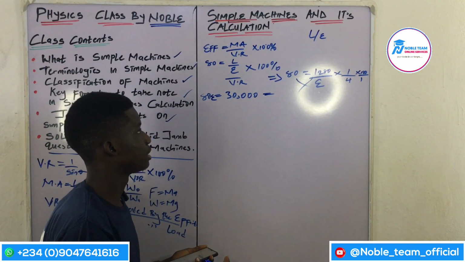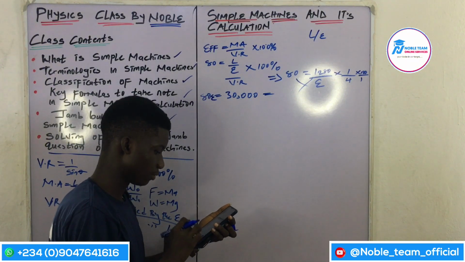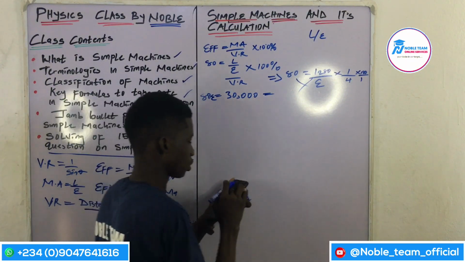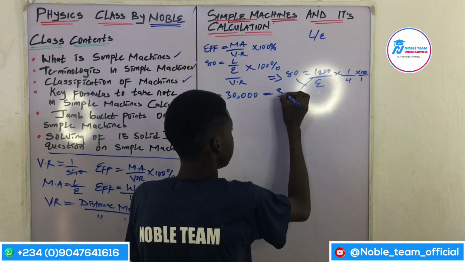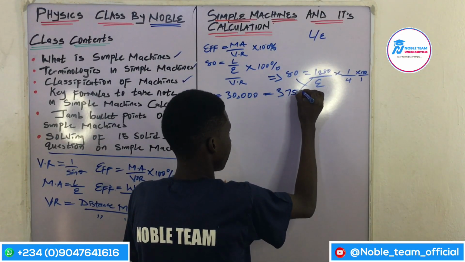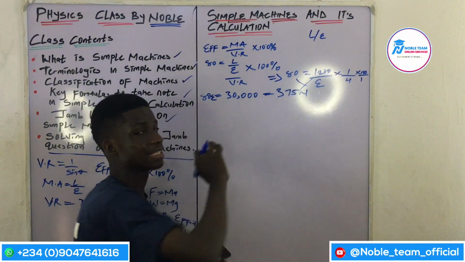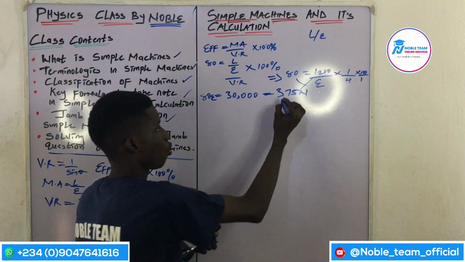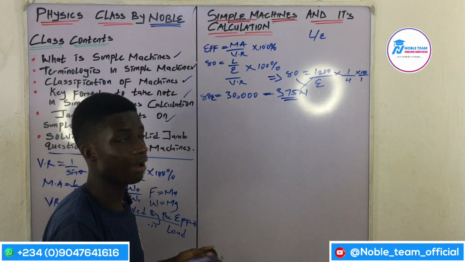Then you divide by 80. Why am I dividing by 80? Because it is the coefficient of E. E equals 30,000 divided by 80. So it's giving me 37.5 Newton. Yes, sorry, it is not 37.5 Newton, it is 375 Newton. So the correct option to this question is Option D. You can see how I solve this.